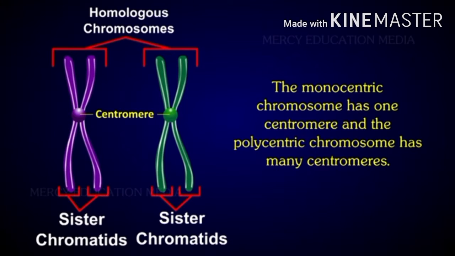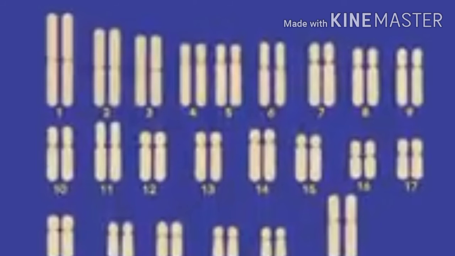In most organisms, the chromosomes are arranged in pairs in the nucleus of the cell. We have 23 pairs of chromosomes. So what is the structure of a chromosome? What are the different types of chromosomes? Today we are going to discuss that.